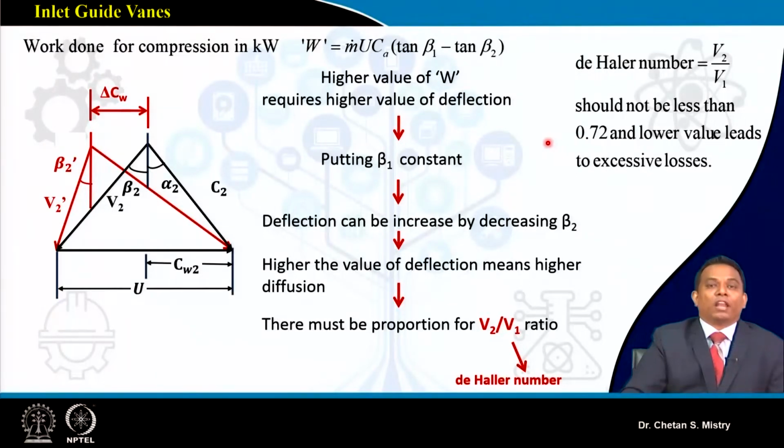So now you can understand, for the design we have introduced our first parameter, that is diffusion factor. We have introduced our second parameter, that is degree of reaction, and today we have introduced our third parameter which needs to be caught on eye, and that is de Haller's factor or de Haller's number.